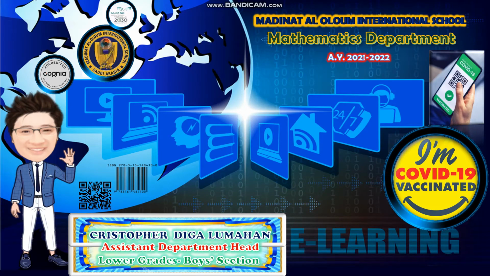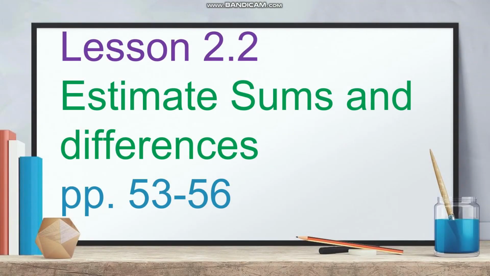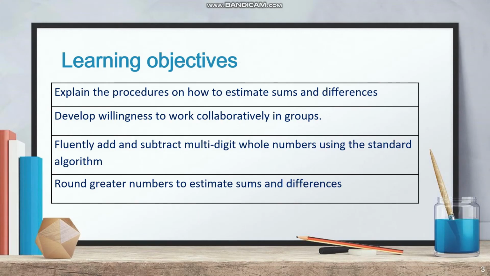Good morning, everyone. Our topic for today is Lesson 2.2 Estimate Sums and Differences. You will find this lesson on pages 53 up to 56 from your book. Here are the learning objectives for today's lesson. You're going to explain the procedures on how to estimate sums and differences, develop willingness to work collaboratively in groups, fluently add and subtract multi-digit whole numbers using the standard algorithm, and round greater numbers to estimate sums and differences.